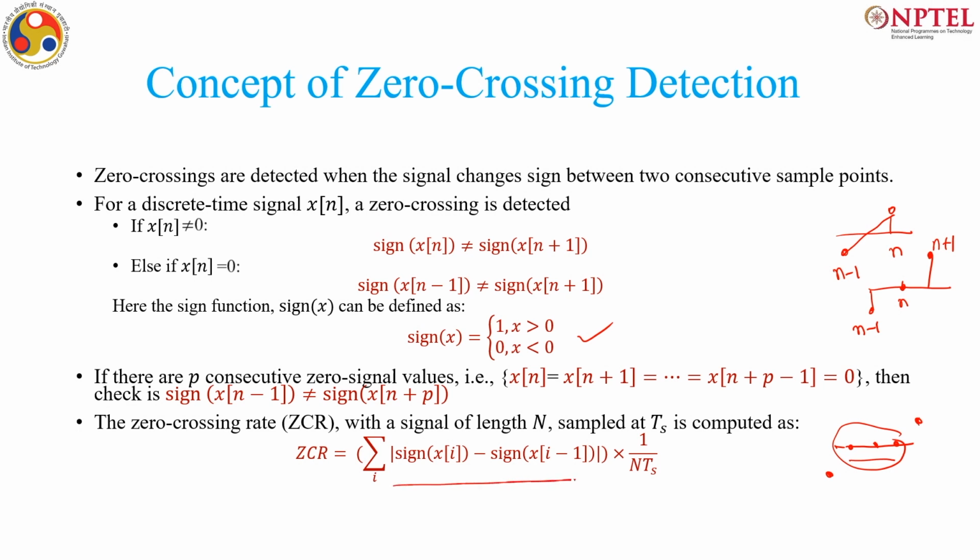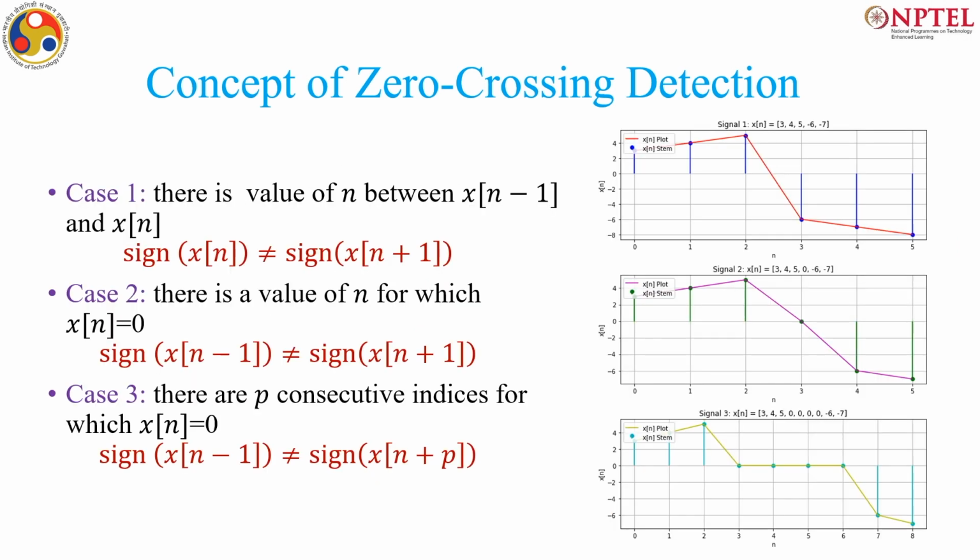So, this is the total number of zero crossings in the signal. What we will do is divide by N Ts. Why N Ts? Because these are the crossings in N samples, and if we divide by Ts we get that per unit second. So, this will give me the number of zero crossings per second. Let us try to demonstrate each of these cases pictorially.